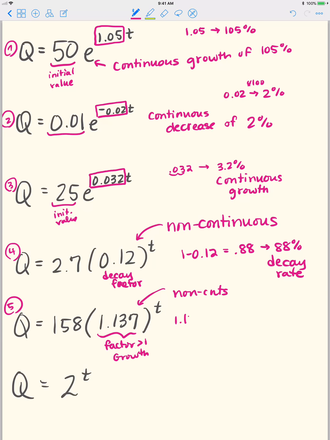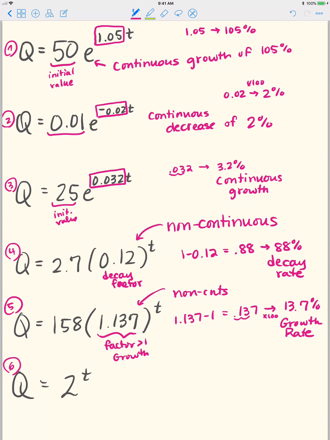So 1.137, if you subtract the 1, we're left with just 0.137. And to change that to a percent, again, multiply by 100, move the decimal right twice, and you get a 13.7% growth rate. Again, the per unit of time will depend on the problem. But it's not a continuous growth rate, it's just a normal exponential growth rate.